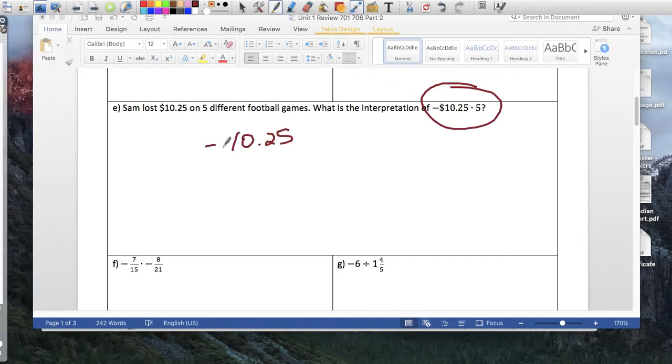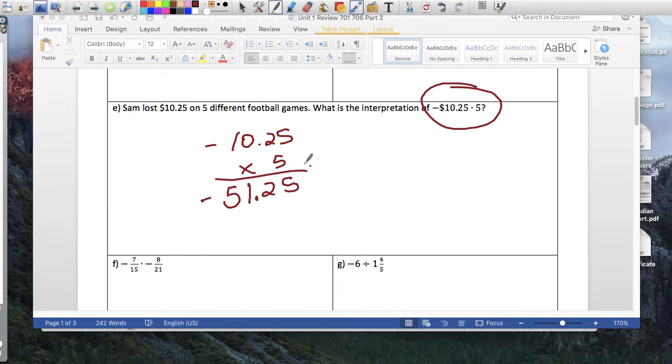So it's negative times 5, 25 goes 2, 12 goes 1 is 5. Nope. 12 goes 1. It should be a 1, sorry. Why did I put a 5? So it should be a 1, and then finally a 5. And my decimal is going to be here.